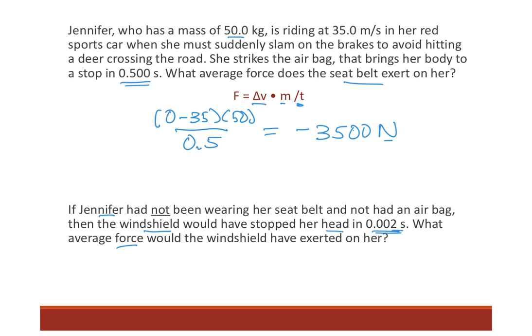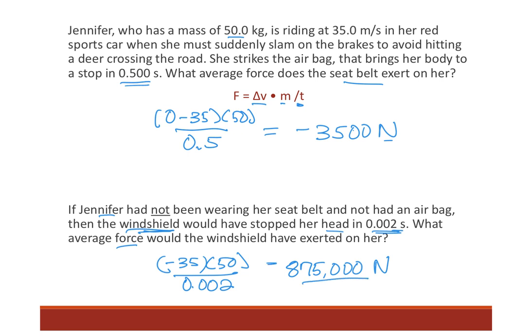Again, your change in velocity would be the same. You're going from 35 to 0, so we have a negative 35 for a change in velocity. Her mass has not changed, but the time has changed. So now we're going to divide by 0.002. And this is going to give us a whopping 875,000 newtons of force that would be applied by the windshield on her head. Of course, it's going to be negative.